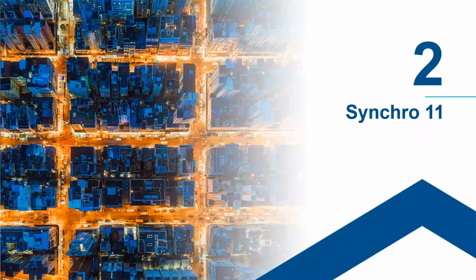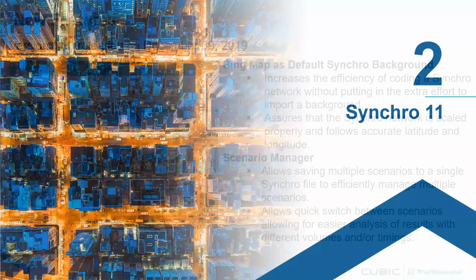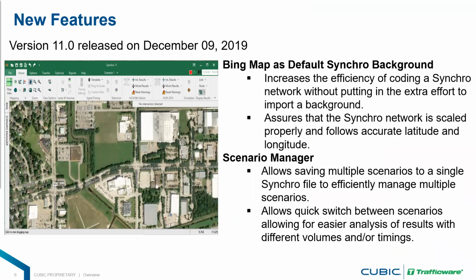Okay, now I'm going to jump in and start talking about Synchro 11. Synchro 11 was released on December 9, 2019. It comes with a new level of convenience as well as improved productivity. Okay? Synchro 11 introduces the global Bing Maps background as the default Synchro background and the much anticipated Scenario Manager.